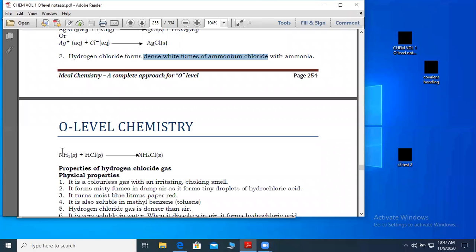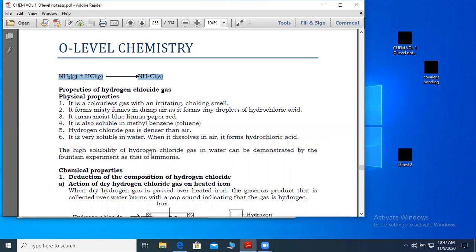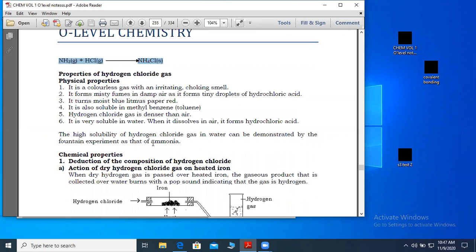Remember the other reaction we saw when it is put in a glass tube. This is ammonia plus hydrogen chloride, and the product is ammonium chloride. But remember, ammonium chloride has properties of sublimation. It can sublime, so it can be formed as a gas, but on cooling, it will form ammonium chloride, which is a solid.